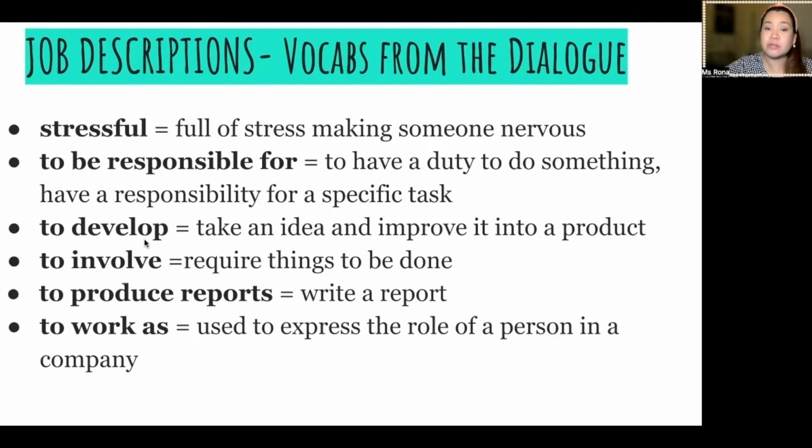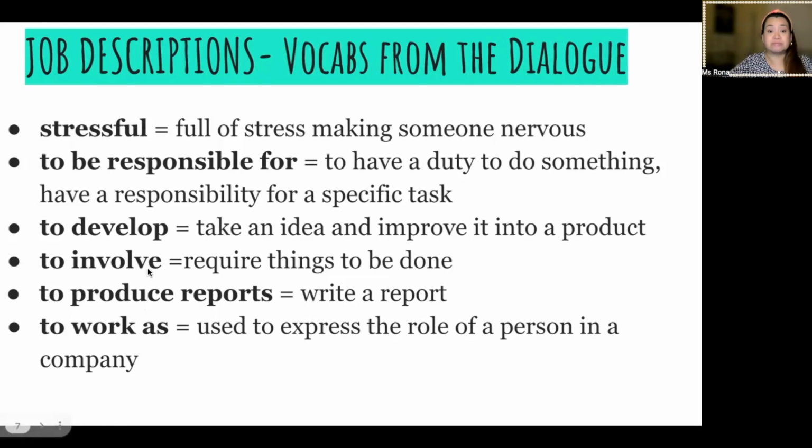To develop. To take an idea and improve it into a product. Does your job involve developing something? Do you have to develop something in order to produce or perform in your current position or job title? Develop.